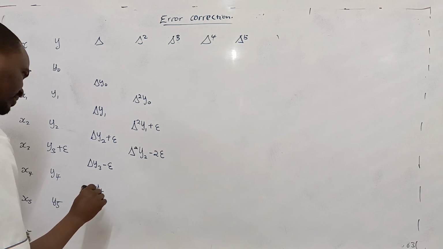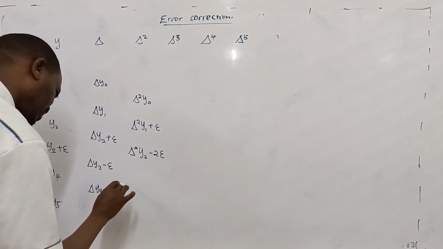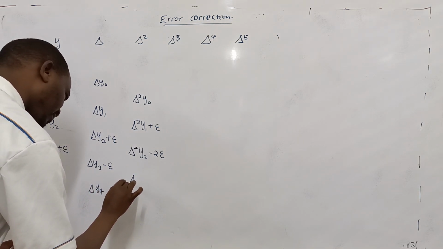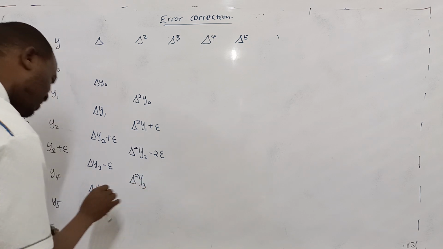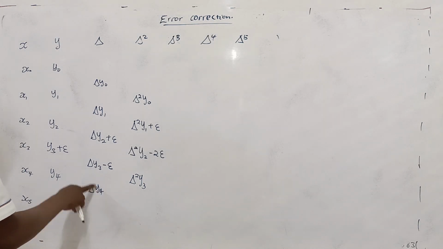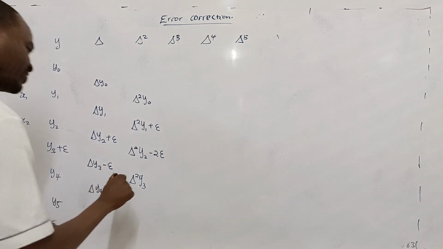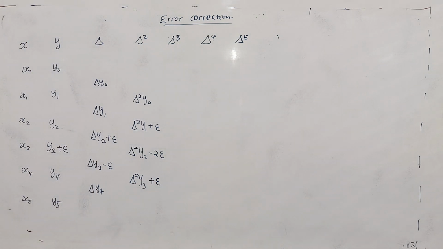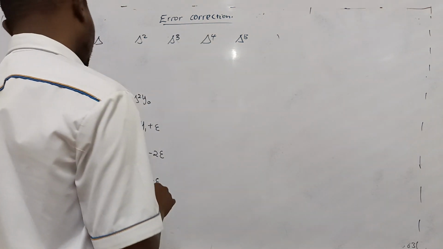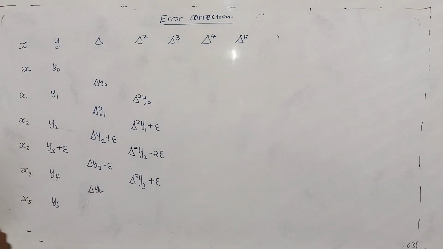Then we have this value minus this value, which will be second forward difference of y3, minus minus, because it's this minus this, so this will give us a positive value. Now, what about the third difference? For the third difference, I wish we added another value here. I wish we had here an x6, so that here you have y6.